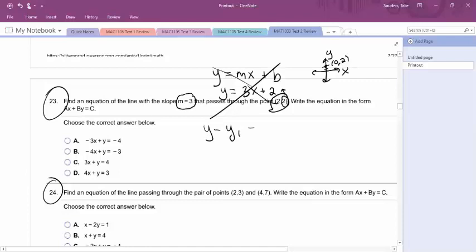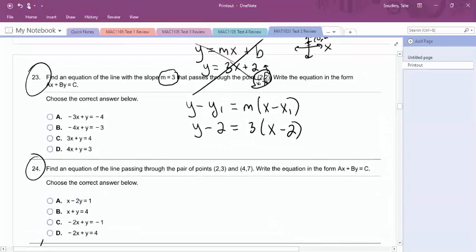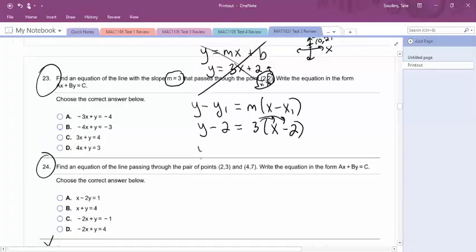So y minus y1 equals m times the quantity x minus x1. That is point-slope form. So we're going to plug in m, and then we're going to use this ordered pair as our x1, y1. So that would give us y minus 2 equals 3 times the quantity x minus 2. The next step would be to distribute the 3. So what would that give us? 3x minus 6. Good.